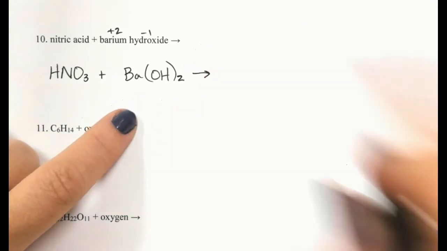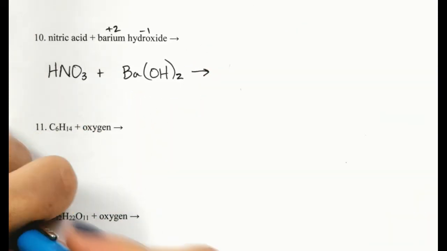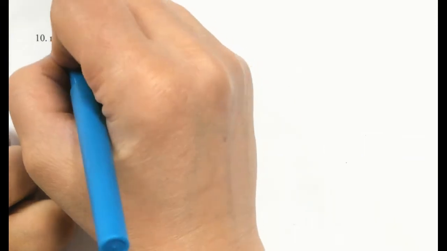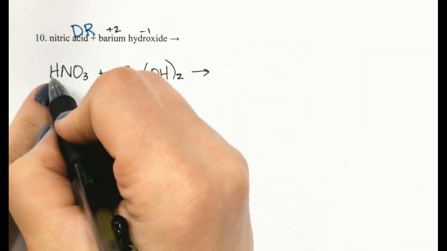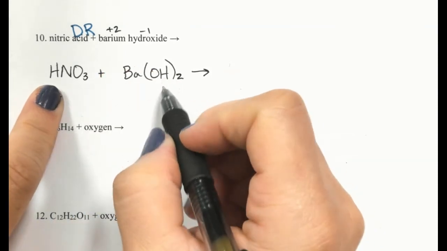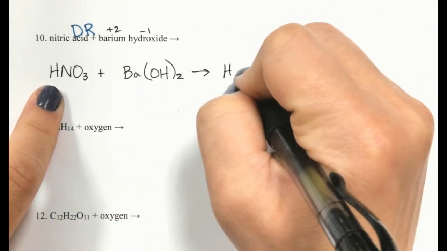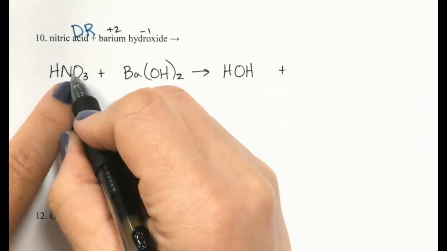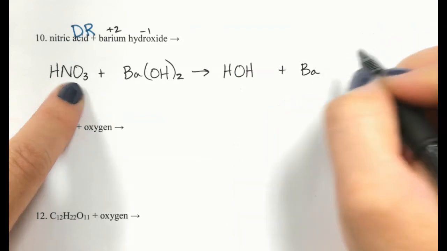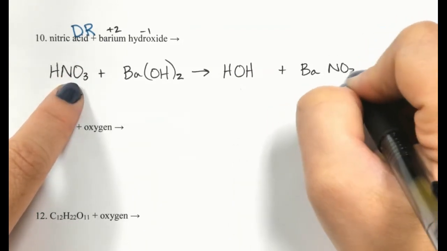And now I can draw my arrow. So because this is a compound plus another compound, this is a double replacement reaction. So I'm going to take first and last. That's going to be hydrogen and hydroxide. And then third, second. So third is barium and second is nitrate.